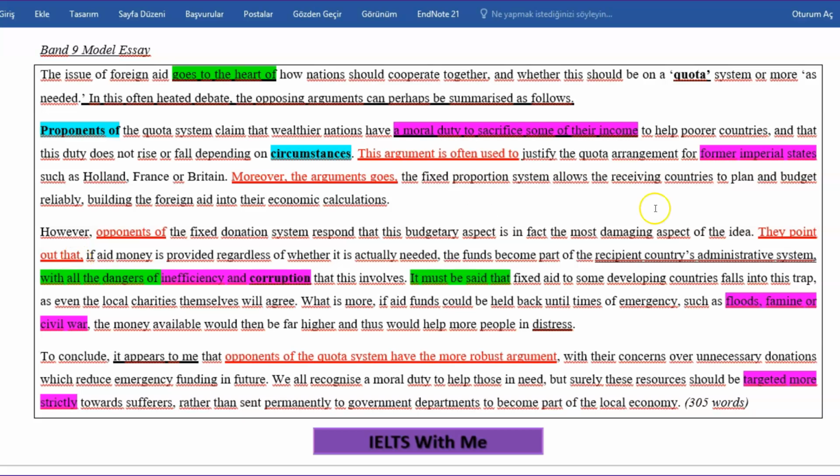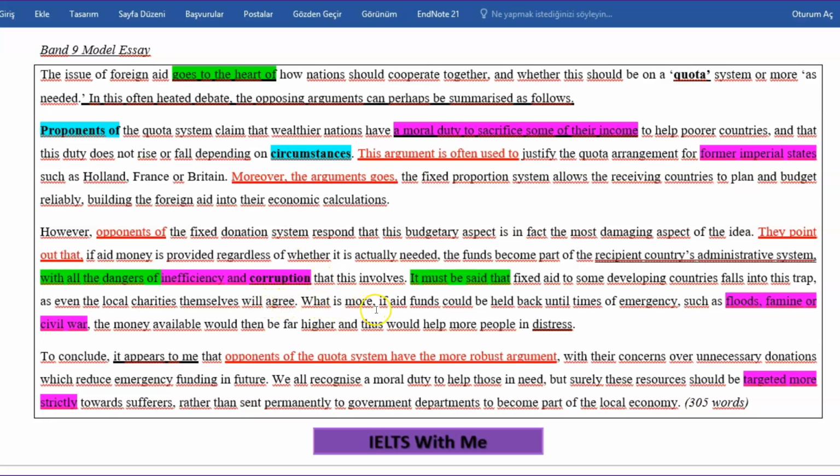They point out that, they highlight that, they demonstrate that if aid money is provided regardless of whether it is actually needed, the funds and budgets become part of the recipient country's administrative system, with all the dangers of inefficiency and corruption that this involves. It must be said that the usage of impersonal, fixed aid to some developing countries falls into this trap, as even the local charities themselves will agree.